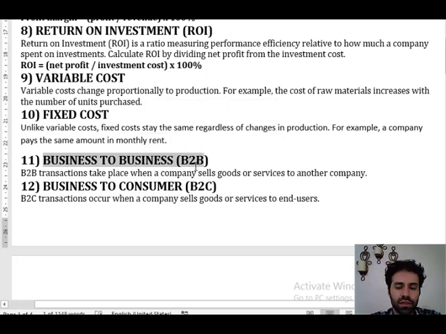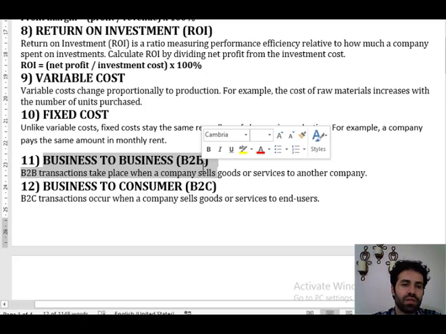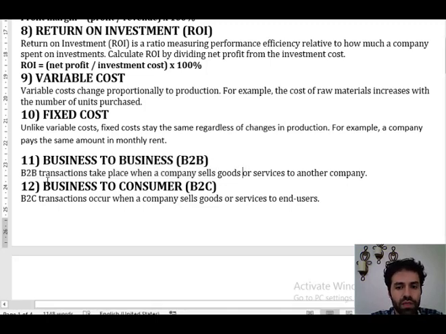B2B or business to business are the type of businesses that give a service or a product to another business. Okay, like a website design company designs websites for businesses mostly. It may also design websites for people, like one person or personal people, but it mostly offers services to the businesses. Now, what is B2C or business to consumer?